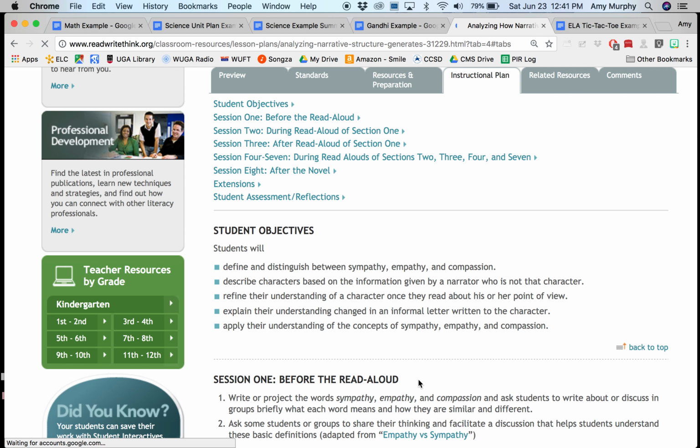And in the instructional plan, they start with their objectives. Students will define and distinguish sympathy, empathy, and compassion, describe characters based on information given by a character who's not that character, refine understanding of a character once they read their point of view, explain how their understanding changed in an informal letter, and apply their understanding of these concepts.